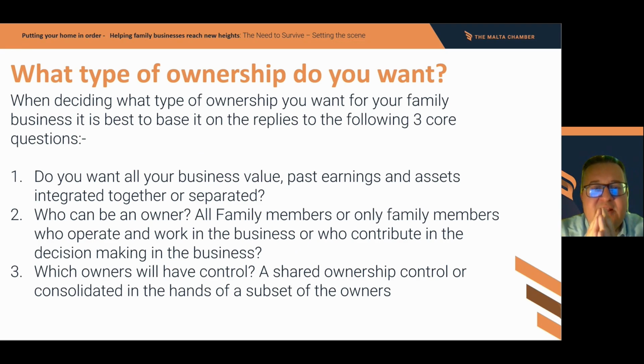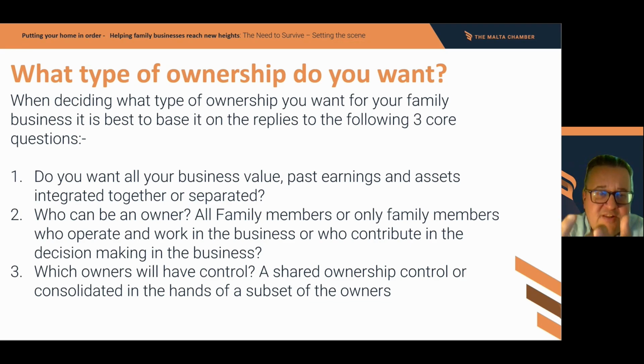When trying to choose what type of ownership model you want to operate with, you need to give yourself answers to three important questions. I call these the three core questions for choosing the ownership model. Do you want your business value, all the past earnings, the reserved earnings you have accumulated, and assets you have acquired through your hard work over the years and decades of managing and working in your family business, to remain integrated together in one structure? Or do you want to separate them in different structures?